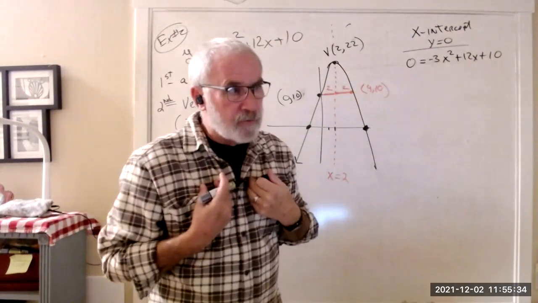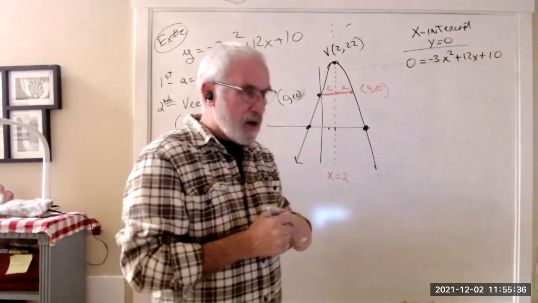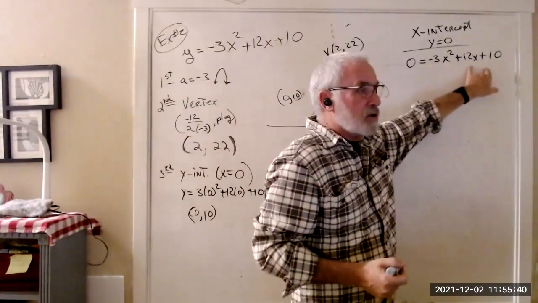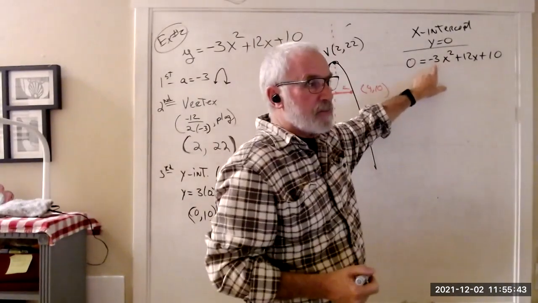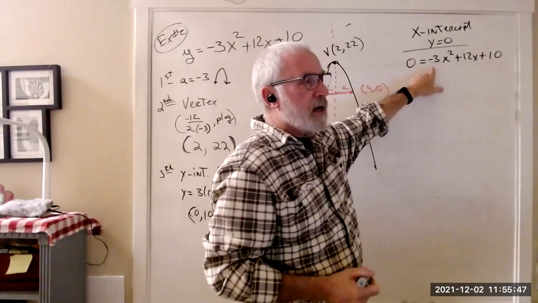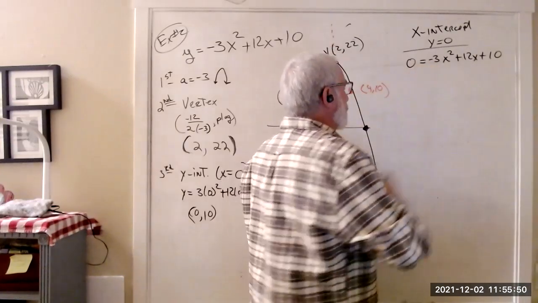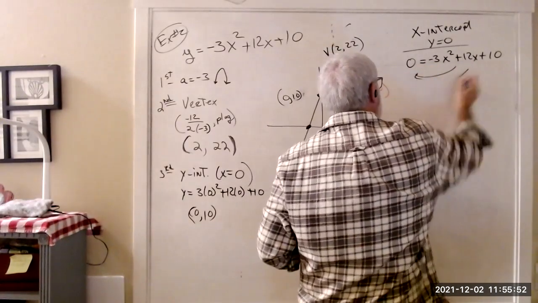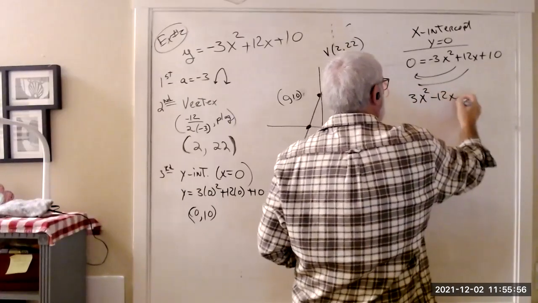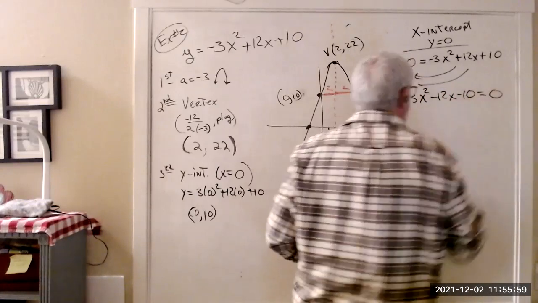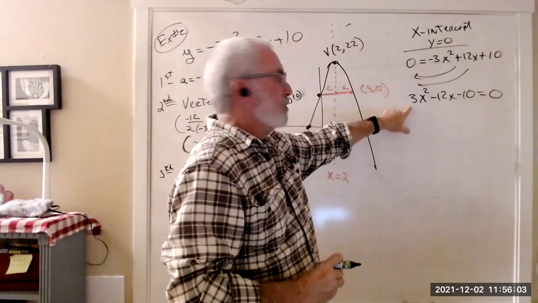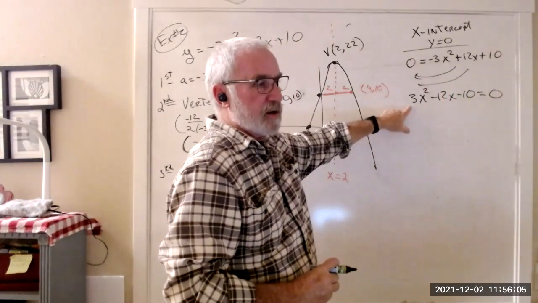My own preference, remember, my own idiosyncrasy, is I like the x squared to always have a positive coefficient. You don't have to do that. I just find it makes for less mistakes. So personally, I just move everything over here and get 3x squared minus 12x minus 10 equals 0. That tells me my coefficient of x squared is positive, and I just like it.